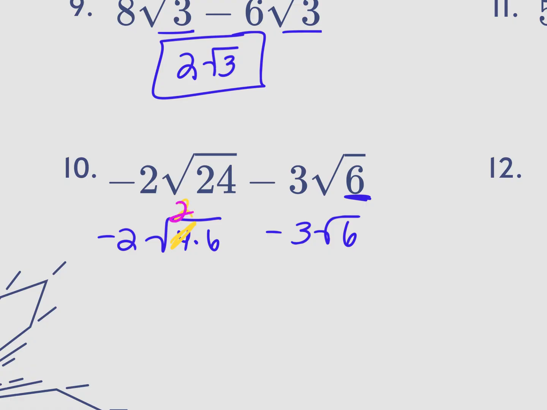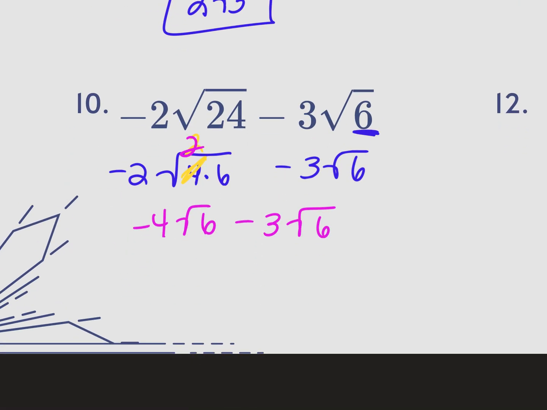What do I do with the negative 2 and the 2? Multiply. So I have negative 4 square root of 6 minus 3 square root of 6. What is the last name going to stay? Square root of 6. Good. Write it down. What's negative 4 minus 3? Negative 7. Good.